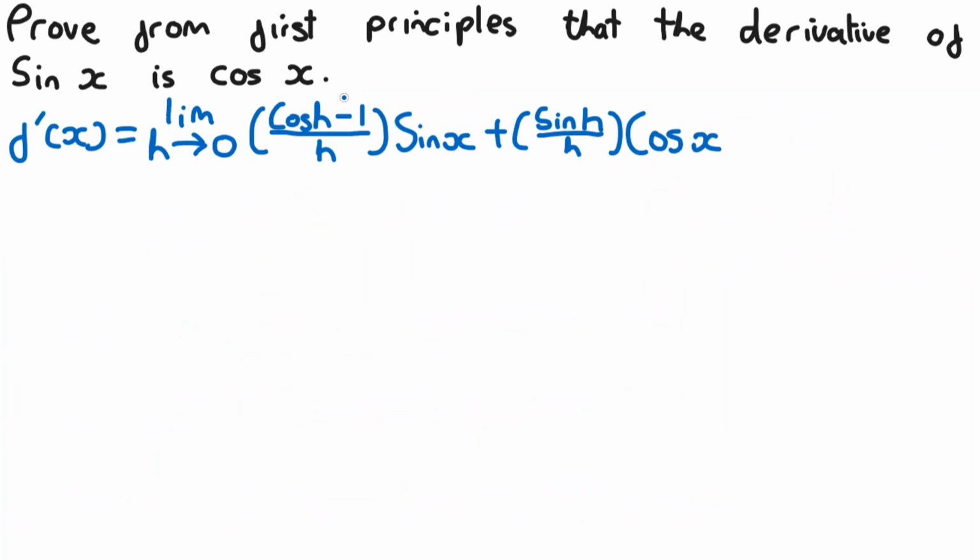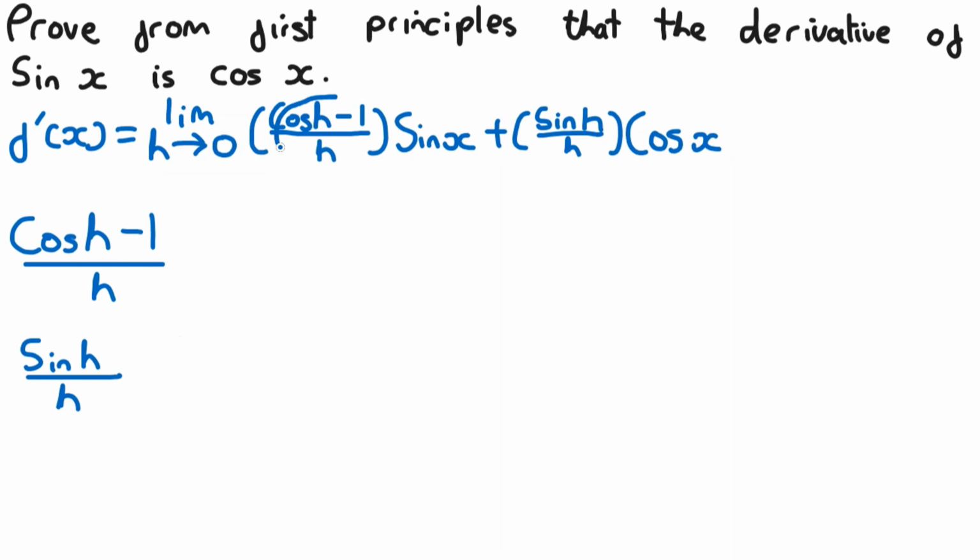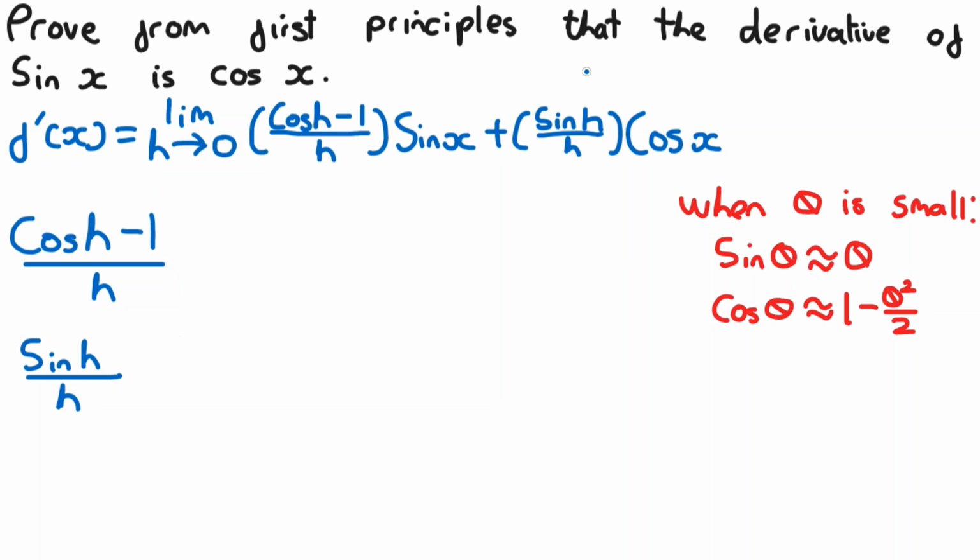Okay, so we're left with this here, and I want to focus on this cos h minus 1 over h and this sin h over h here. And I want to remind you of the small angle approximations that we talked about in chapter 5, that when theta is small, sin theta is approximately equal to theta, and cos theta is approximately equal to 1 minus theta squared over 2.